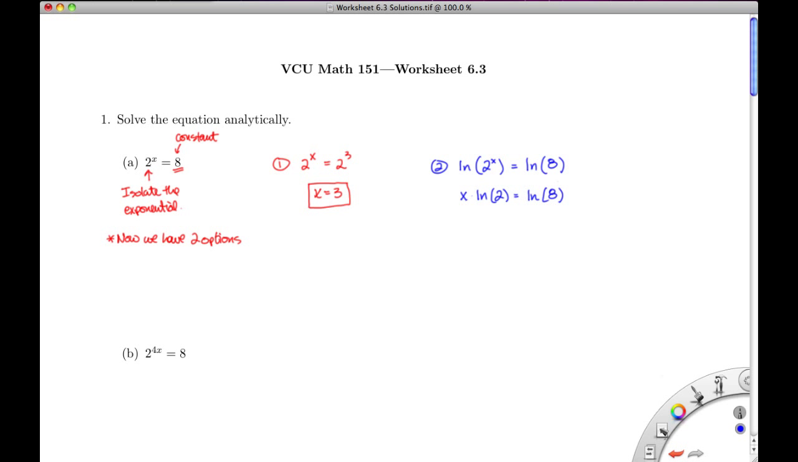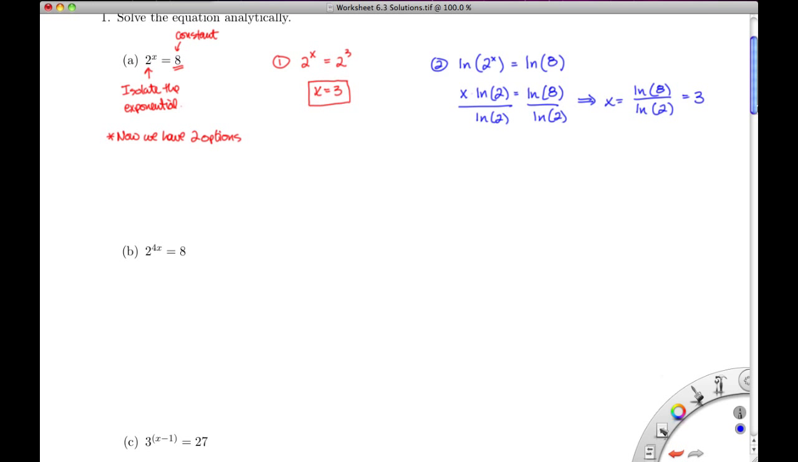The ln of 2 is just a number, so we can divide both sides by the ln of 2. And that gives us x is equal to the natural log of 8 divided by the natural log of 2. And this turns out to be 3. So we've got two different options here. Clearly the first option is quicker if we can utilize it, but if not, the second is a nice tried and true method for any exponential equation. So with this in mind, let's go ahead and give part b a try.